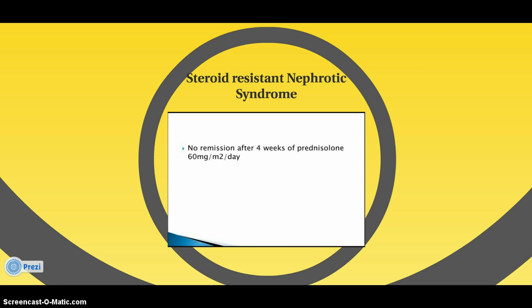What's the definition? The definition is no remission after 4 weeks of prednisolone 60 mg per meter square per day. It's resistant, not showing any improvement. No remission after 4 weeks of prednisolone on this basic protocol is called steroid-resistant nephrotic syndrome. Right? Okay, let me start.